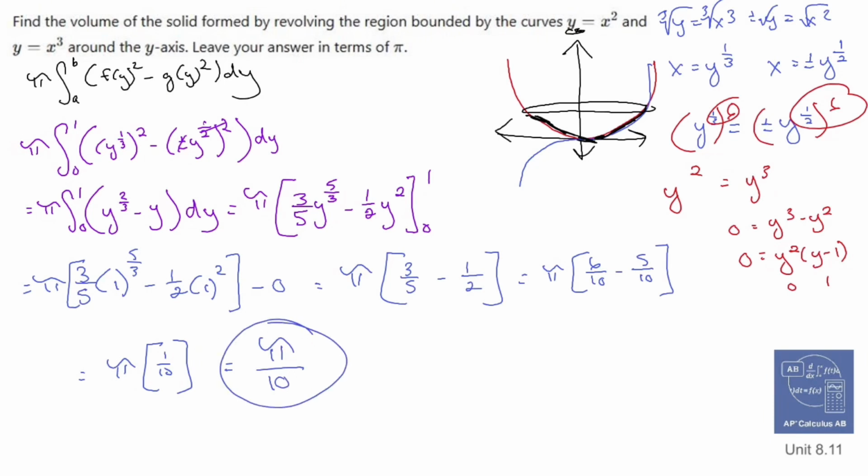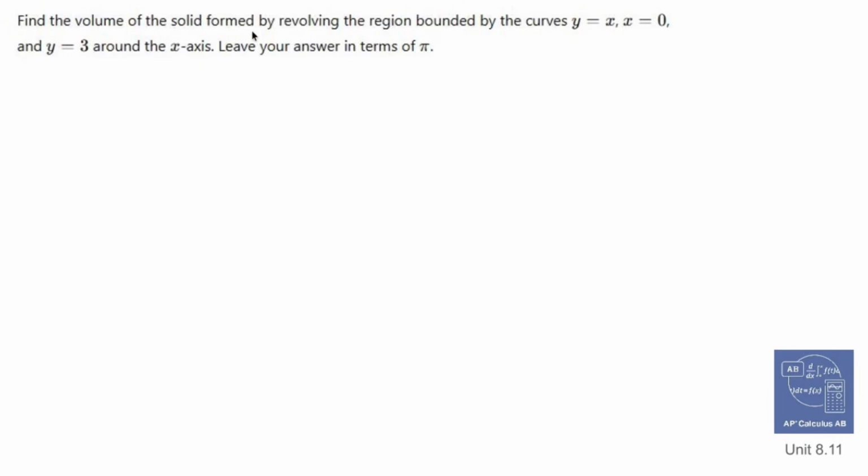Breathe in, breathe out. Washers. Find the volume of the solid formed by revolving the region bounded by the curves y equals 3, x equals 0, and y equals x around the x-axis. Leave your answer in terms of pi. I intend to. Let's draw this out.